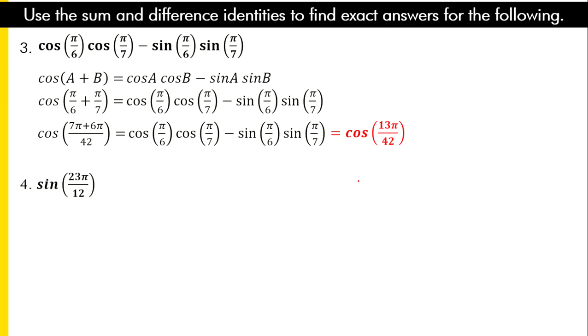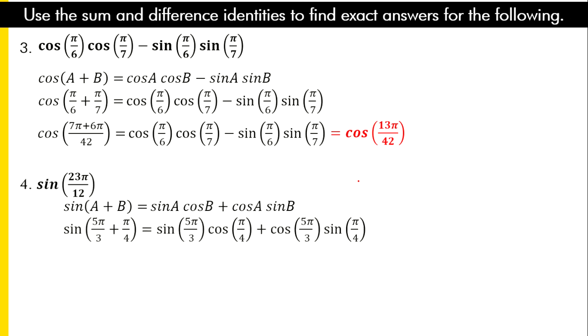And then for number 4, sine 23 pi over 12. Again, it's important for you to realize the special angles for you to answer this, because we should not use the calculator in this case. Here, let's use the addition or sum identity for the sine. 23 pi over 12 is the same as 5 pi over 3 plus pi over 4. If we add those, the result is 23 pi over 12.